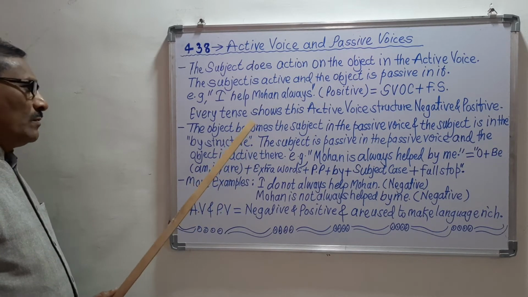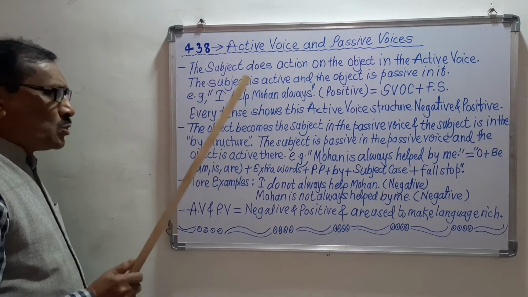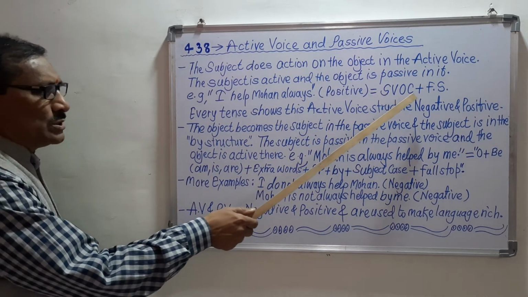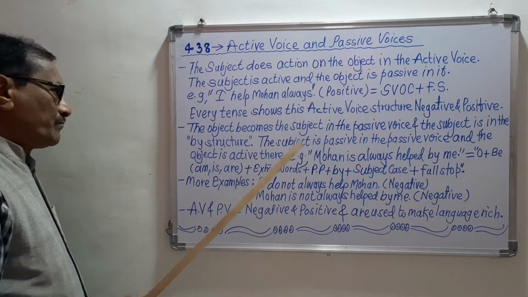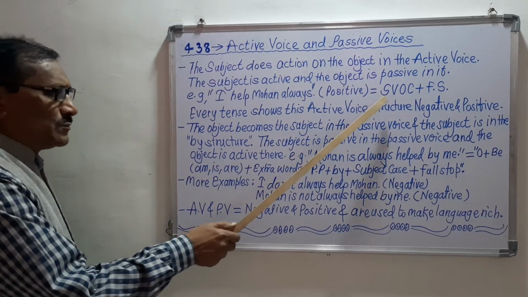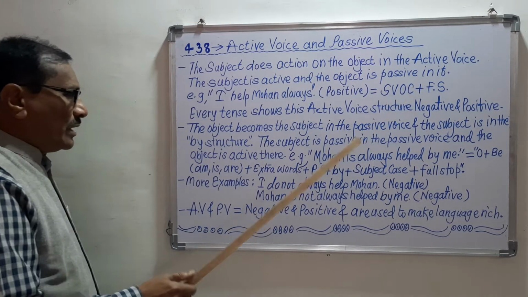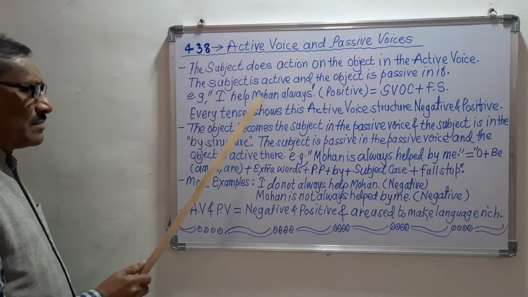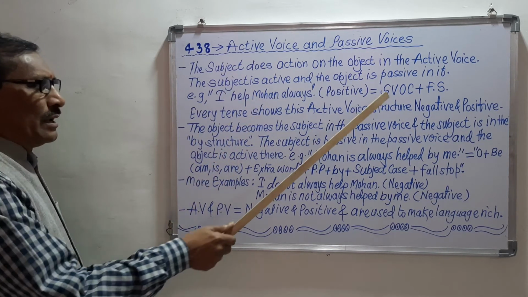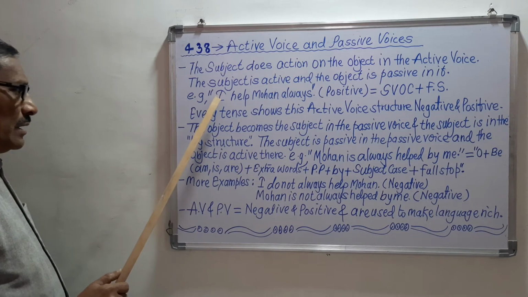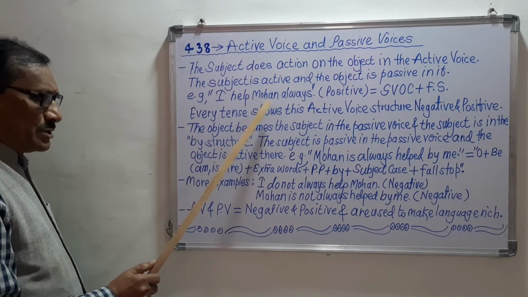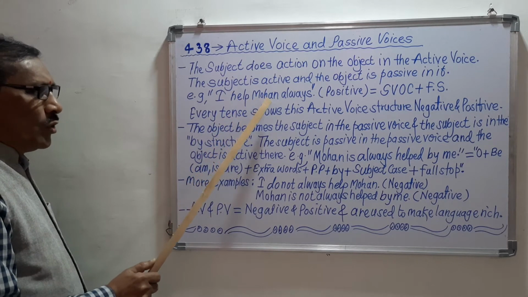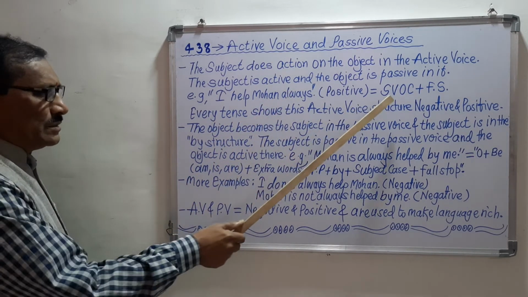So I will tell you that the active voice means the structure called S+V+O+C plus full stop. It means S+V+O+C plus full stop is the particular structure of the active voice. We can prefer the active voice in this structure. Here, I is the subject, help is the verb, Mohan is the object, and always is the complement.